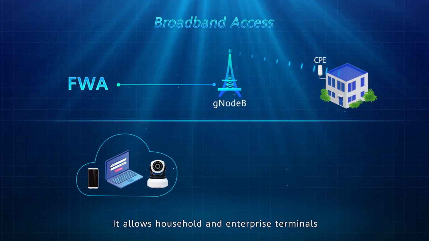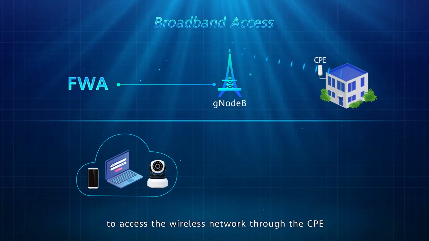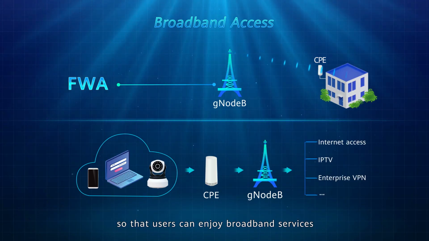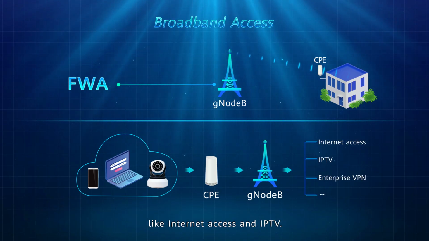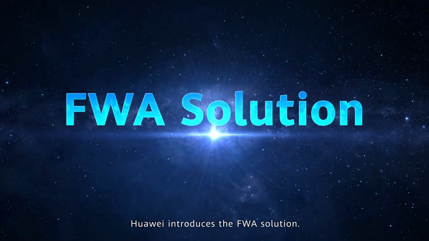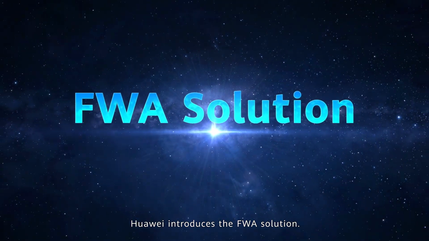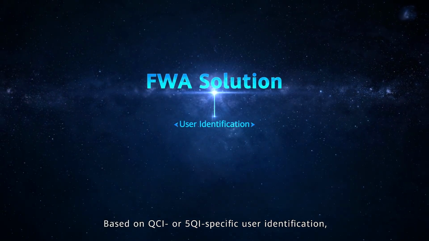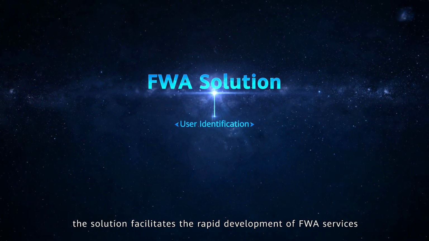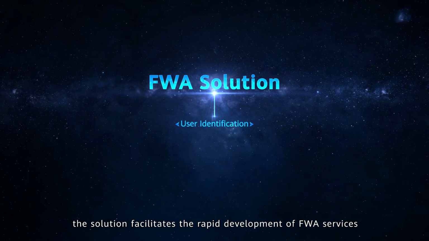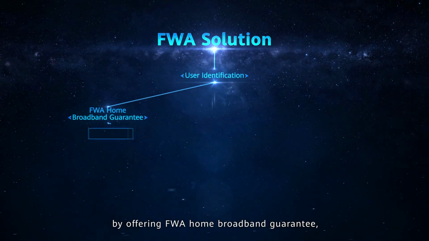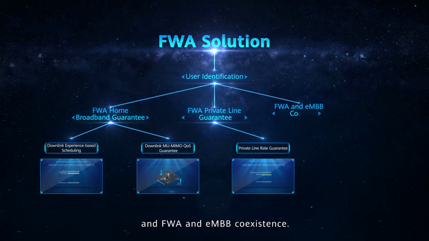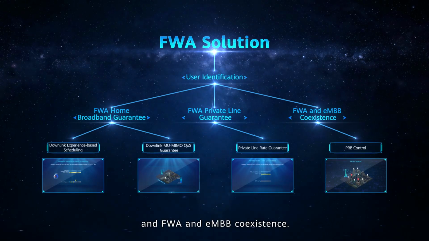It allows household and enterprise terminals to access the wireless network through the CPE so that users can enjoy broadband services like internet access and IPTV. Huawei's FWA solution introduces the FWA solution. Based on QCI or 5QI specific user identification, the solution facilitates the rapid development of FWA services by offering FWA Home Broadband Guarantee, FWA Private Line Guarantee, and FWA and eMBB coexistence.